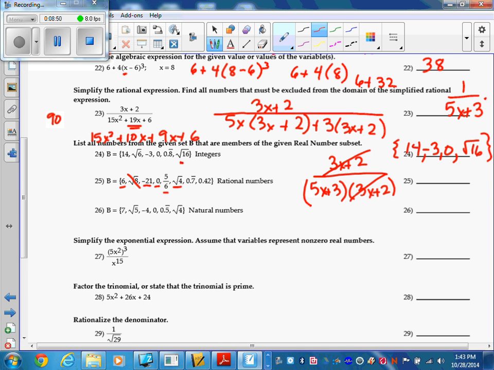So this is rational, this is rational, this is rational. This one's rational because the square root of 4 is 2. This one's rational, and this one's rational. So the only one that wasn't a rational number in that list was the square root of 8.